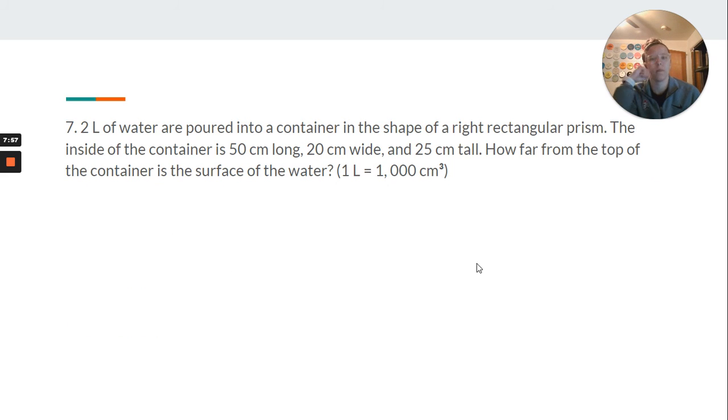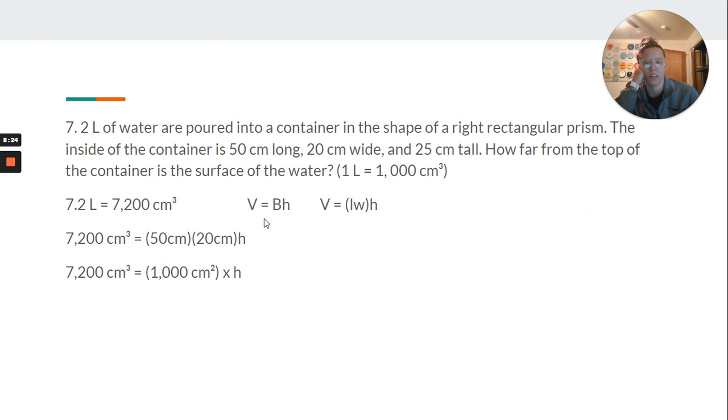All right, second one. 7.2 liters of water are poured into a container in the shape of a right rectangular prism. The inside of the container is 50 centimeters long, 20 centimeters wide, and 25 centimeters tall. How far from the top of the container is the surface of the water? Note 1 liter equals 1,000 centimeters cubed. So if 1 liter equals 1,000, 7.2 liters equals 7,200 centimeters cubed. So we're going to find out what the volume of the container is.